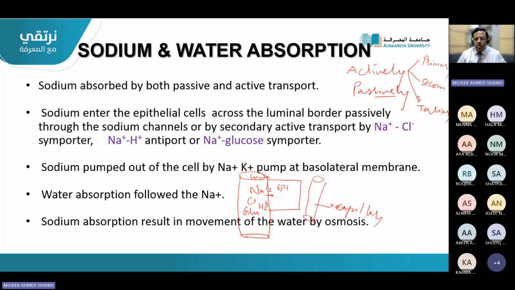It will be absorbed by either passive transport or active transport. When we say active transport, it is secondary active transport, because the primary active transport takes place here: the sodium potassium ATPase pump. What is the function of the sodium potassium ATPase pump? What is its action? It is present at the basolateral membrane.